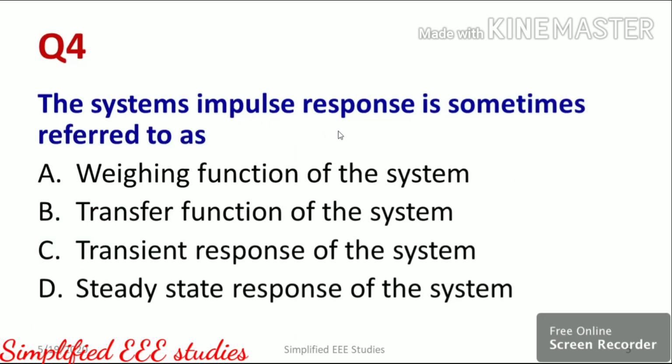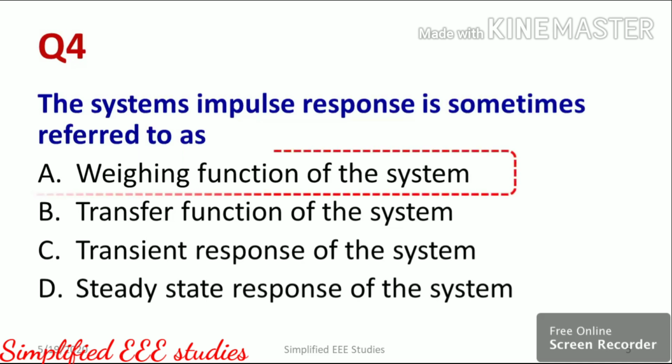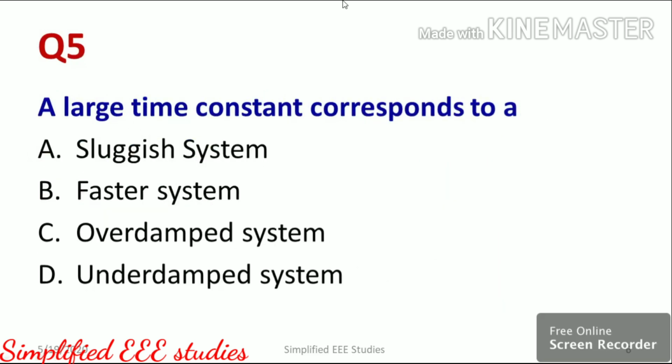The system's impulse response is sometimes referred to as: option A, weighing function of the system; option B, transfer function of the system; option C, transient response of the system; option D, steady state response of the system. Definitely I can go for the first option. The system impulse response is sometimes referred to as the weighing function of the system. Now let me move on to the 5th question.